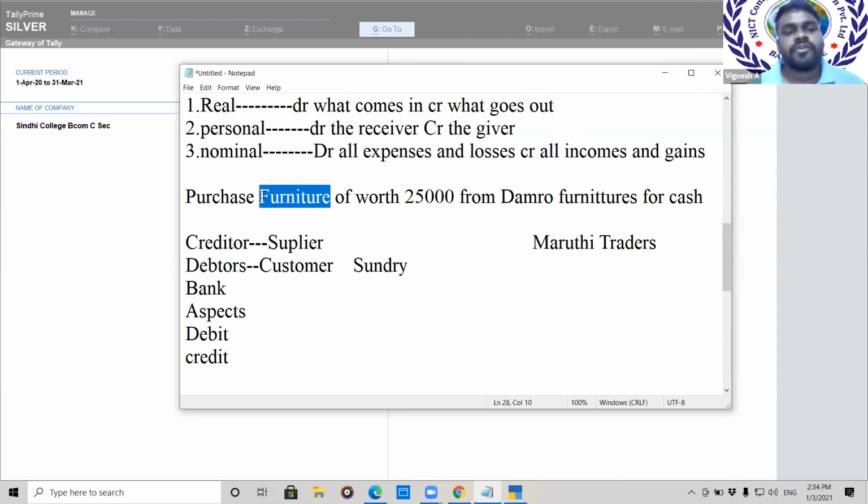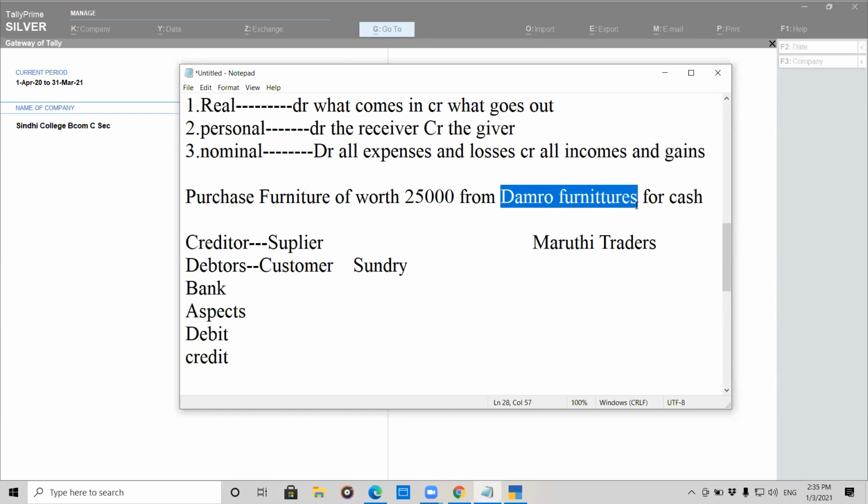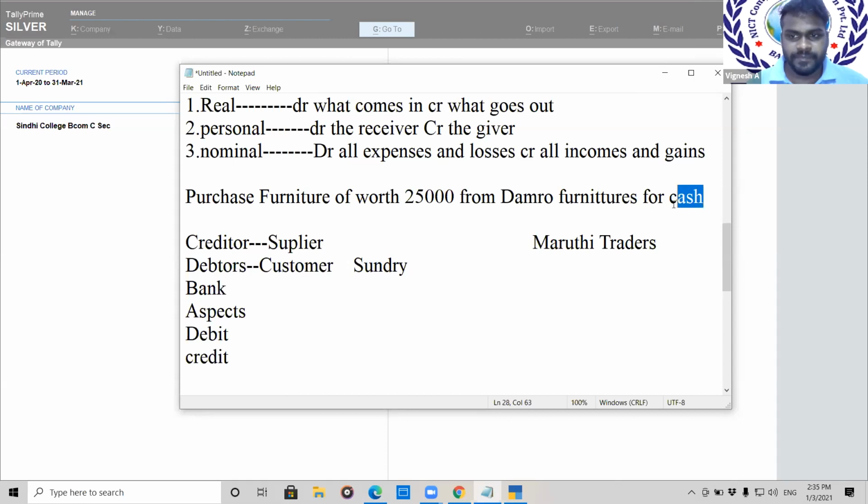It's a fixed asset. It will be there in a company for a longer time, right? So we have to prepare an account for it. Are we going to purchase regularly from Damro Furnitures? No, sir. Assets can be purchased only once. So we don't need to maintain the Damro Furnitures account in the company at all. As we have directly given cash, cash is important.